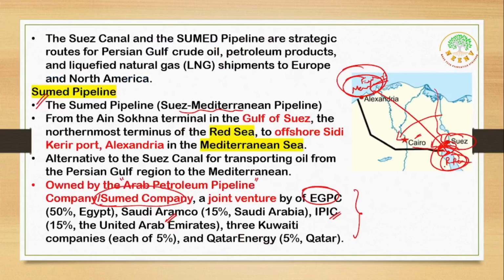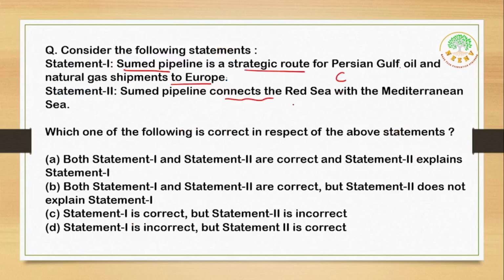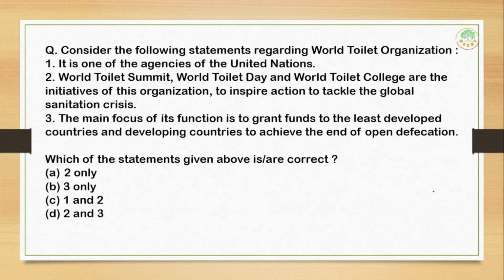That is what we just discussed. It connects the Red Sea with the Mediterranean Sea. Statement 2 is also correct, and statement 2 is the correct reason for statement 1. Hence option A is correct. This question would have been slightly difficult because many of us study about the Suez Canal, but we rarely study about the Suez pipeline. Let's discuss the next question.